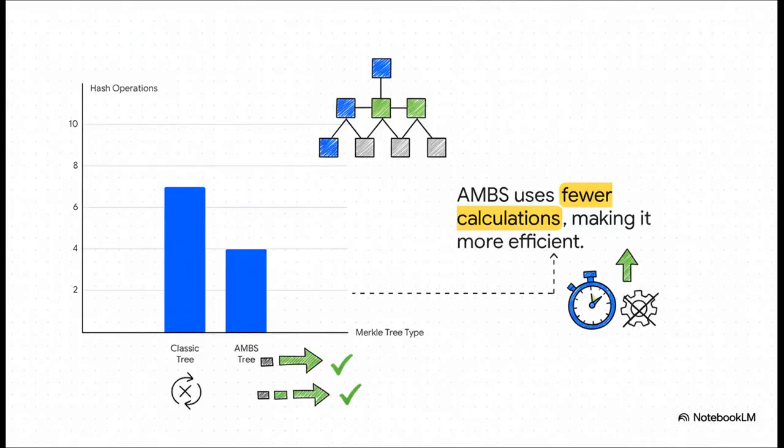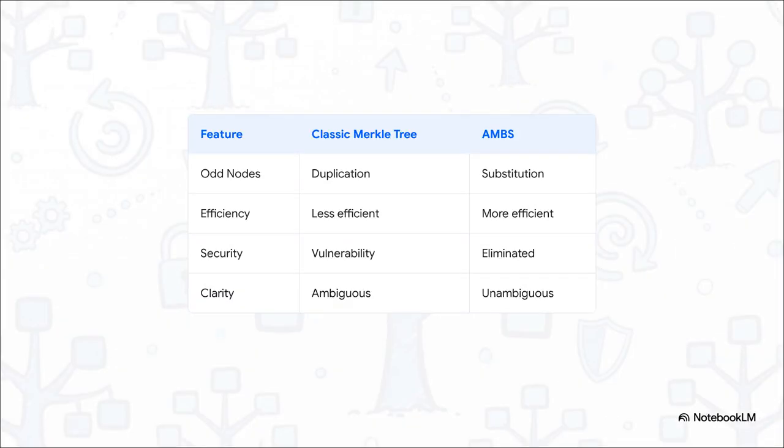And here's the result. Look at that. AMBS needed only 4 hash calculations, while the classic tree needed 7. So let's break it down. AMBS is simply more efficient, more secure, and way clearer than the old way.